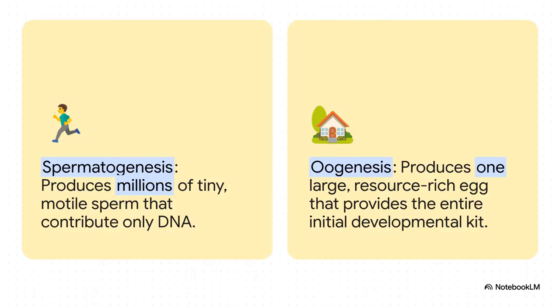So it really boils down to this fundamental difference in strategy, right? On one hand, you have spermatogenesis, which cranks out millions of tiny, stripped-down cells that basically just contribute DNA. And on the other hand, you have oogenesis, which focuses all of its energy on making just one massive, nutrient-rich cell per cycle that contributes not only its DNA, but the entire starter kit for development.